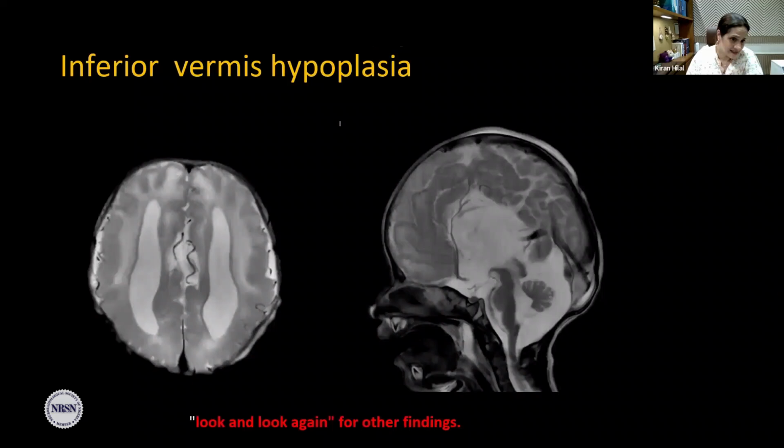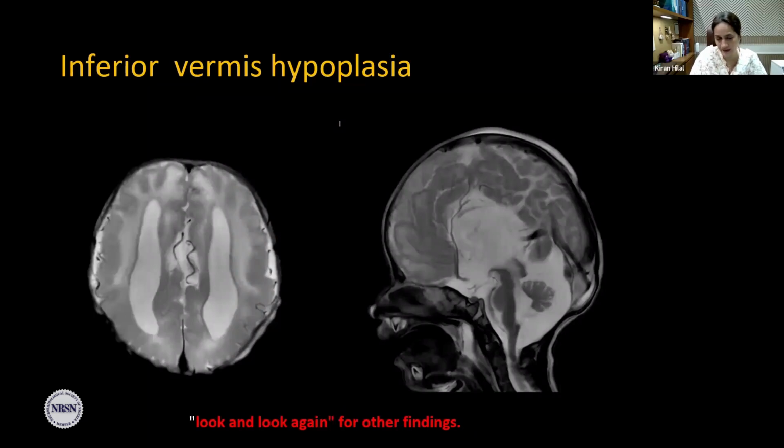Again, another case example. This was a case where, while we were reporting it, we were seeing a small vermis, and you can see the vermis hypoplasia. Of course, it's just a vermian hypoplasia. But my question is again, is it an isolated vermian hypoplasia? The answer is no. Just look at this.